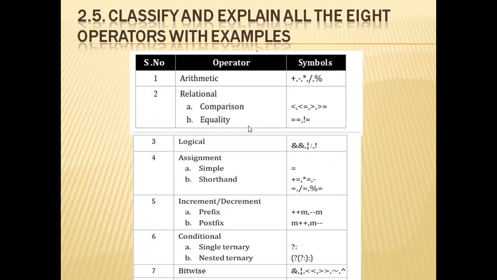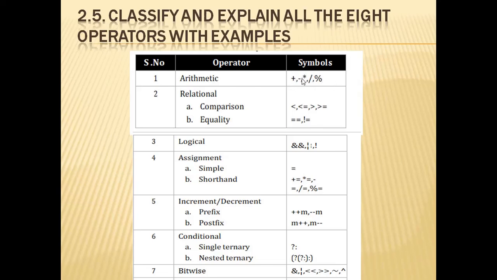So next we discuss operators. Okay, operators, C operators with examples. There are various types of operators in C programming. The first type is arithmetic operators. The arithmetic operators are nothing but plus, minus, asterisk, division, and modulo. So these are the arithmetic operators.